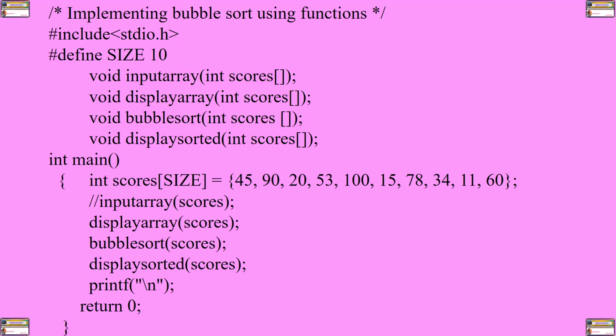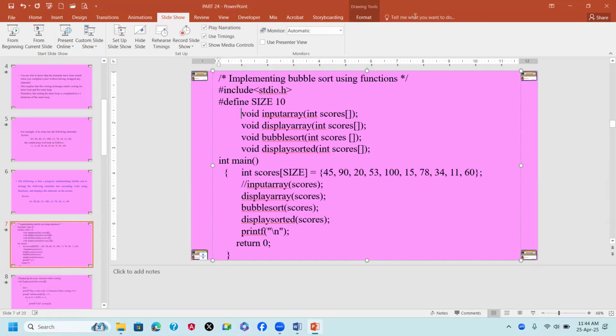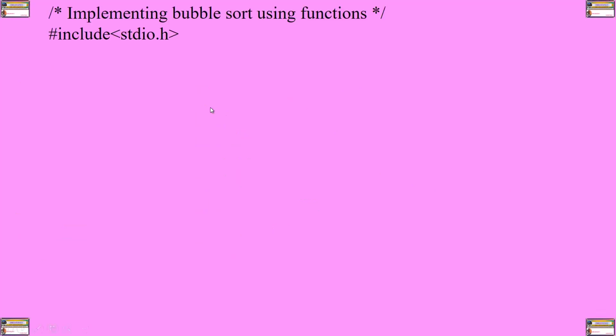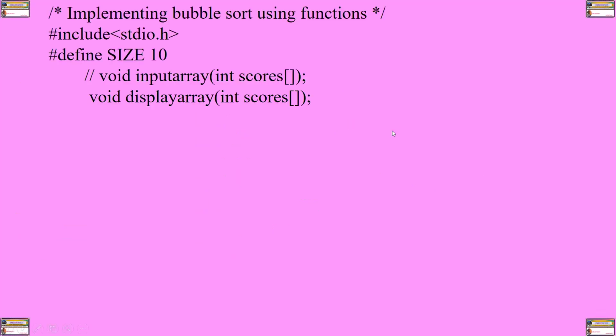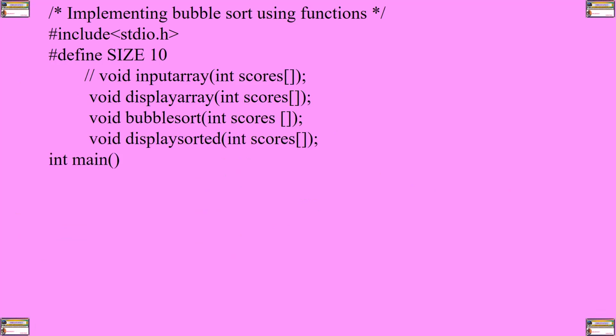So let me make my functions comment. I'll make this prototype a comment because I will not use it. My dear students and the rest of the learners, I hope you have seen why I've made input array a comment, just to help you when you are coding your program and you want the user to enter values in the array. You can do it, but then you don't put a comment here for the prototype.